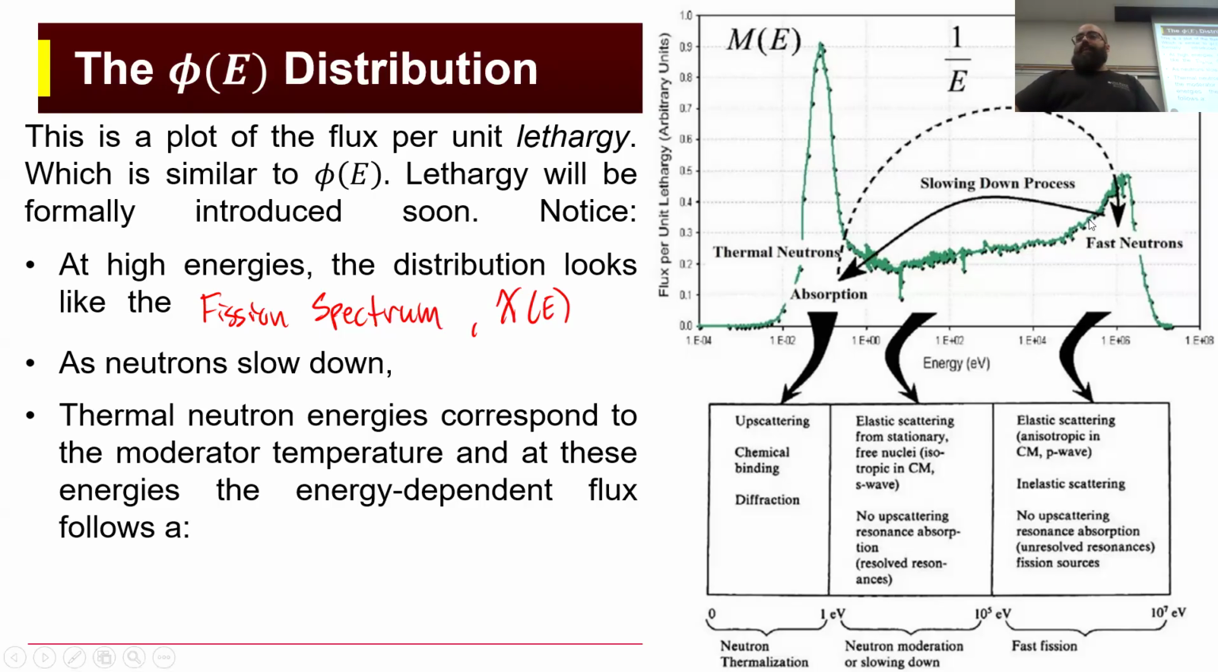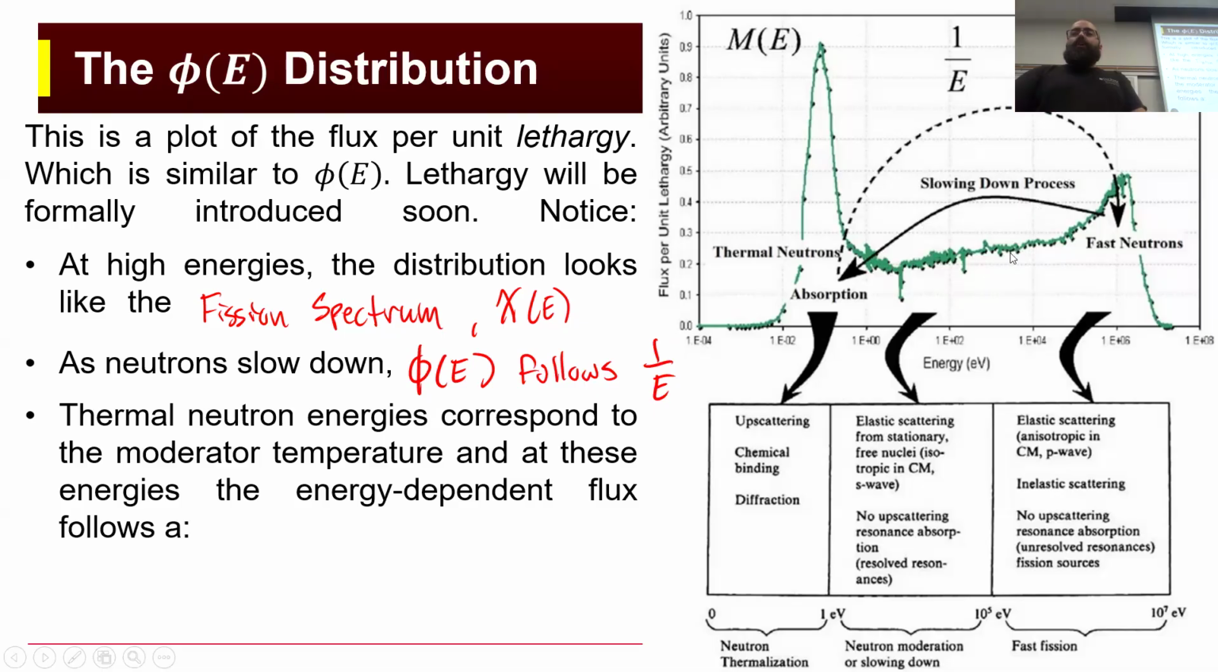So neutrons are born fast. In that fast region, they look like that fission spectrum. As those neutrons have scattering collisions, which reduce their energy, we're going to the left on this graph. This intermediate range is the slowing down process. And as those neutrons go through that slowing down region, the energy spectrum follows 1 over E. And we will prove that later, but right now you can just take my word for this. In the intermediate slowing down range, the neutron distribution follows 1 over E.